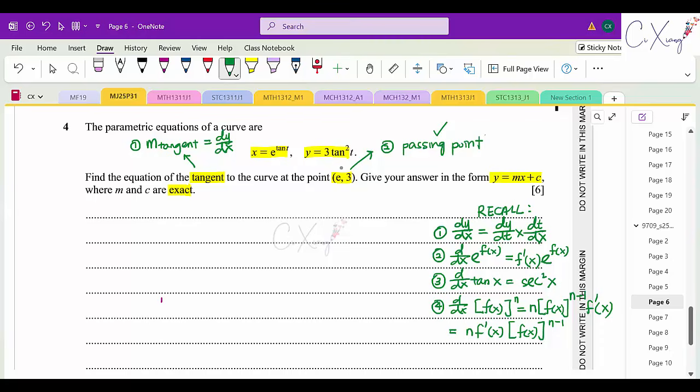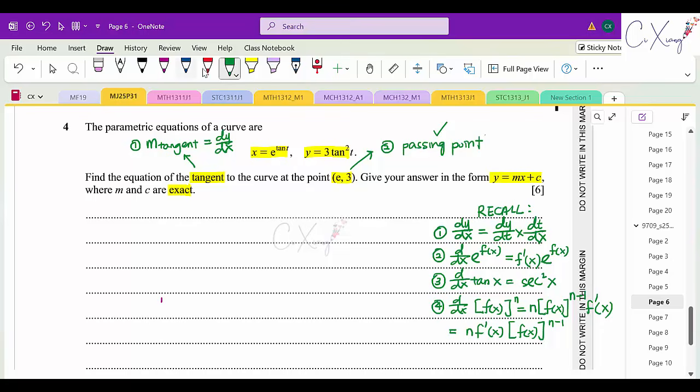Right? How are we going to differentiate tangent? To differentiate tangent, it will be equal to secant squared. Then how to differentiate a function with a power n? You put the power in front, copy the bracket with power minus 1, then differentiate the thing inside the bracket, and you get f'(x). All these are very basic differentiation techniques or formulas that you need to know before you can answer this question, right? And let's start.